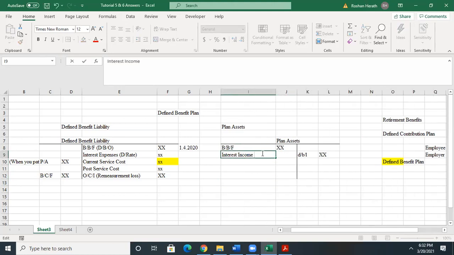When you are going to compute the interest income, you have to use the same discount rate that you had applied to this defined benefit liability.